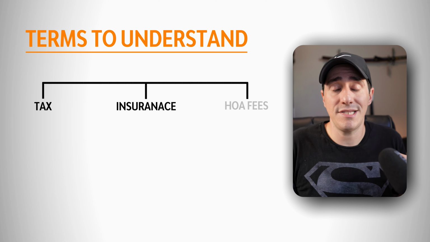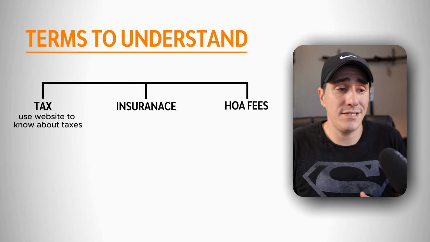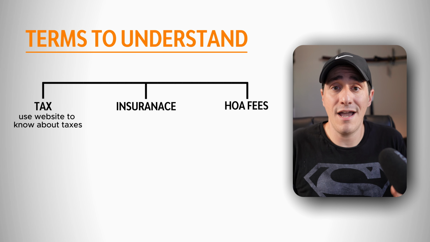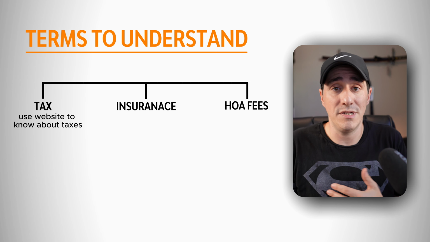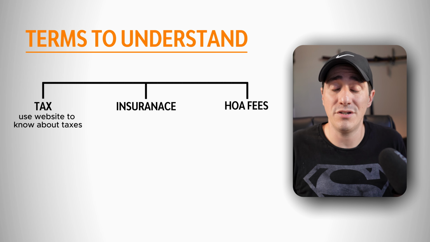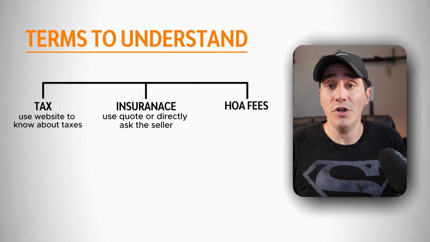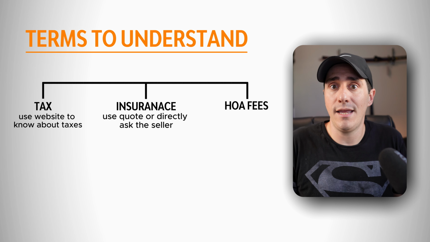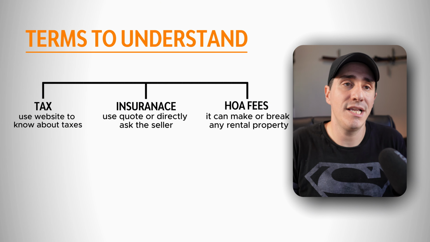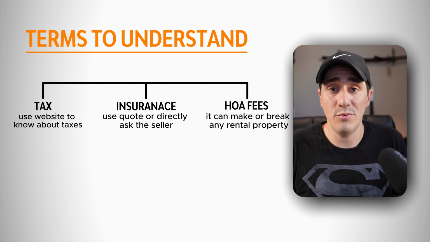Another big part of data that you need to grab before we even purchase this property is you're going to have to figure out property taxes, insurance, and HOA fees. Now, a lot of this is going to be very easy to find. You're going to have websites that show you how much taxes are for every single property in your city. Insurance should be pretty simple. You can get quotes, or you can just call the seller directly and say, hey, how much is your insurance? And then HOA fees are very important to know. That can make or break any rental property.